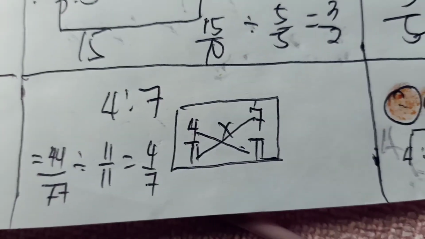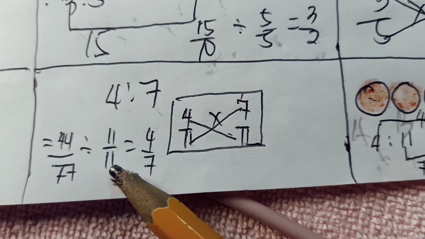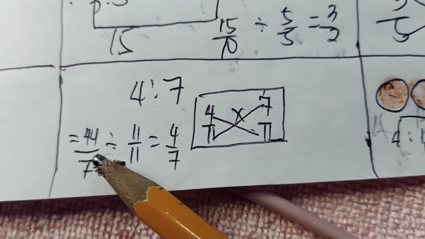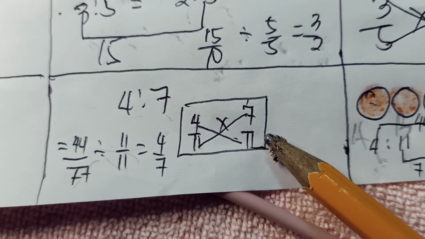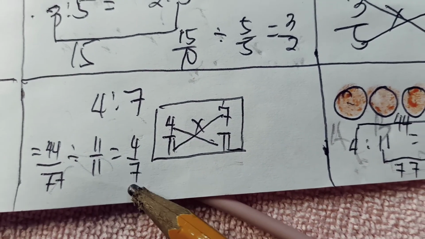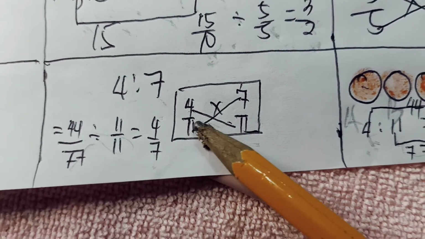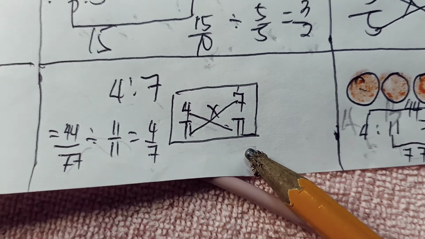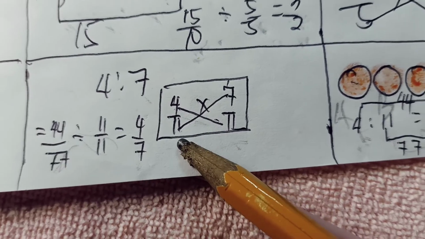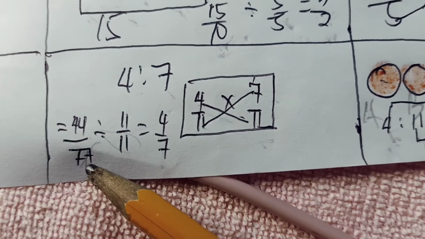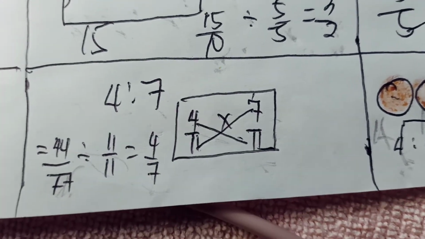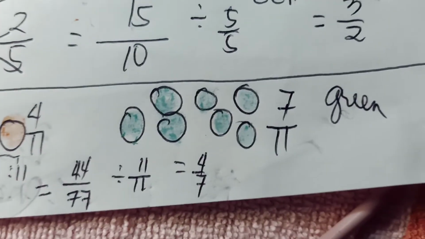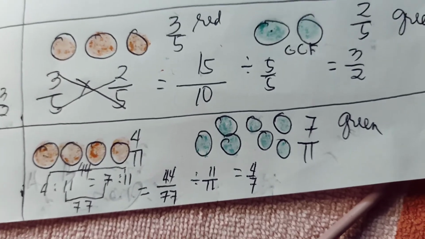Look at this. The method here is cross multiply. Let's cross multiply, so the result is still the same. 4 over 7. 4 times 11 equals 44, 11 times 7 equals 77. So, divide by 11. 4 over 7. That's all, focus.